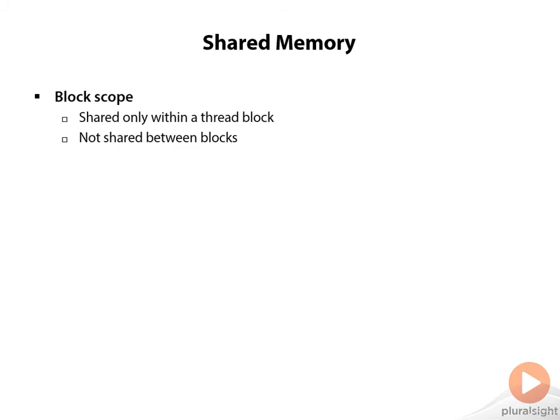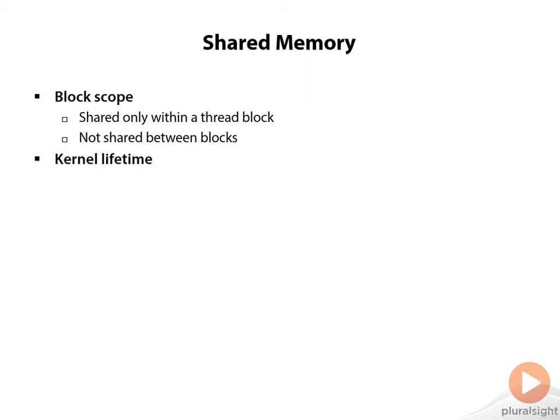And finally, we've reached the interesting part, the discussion of shared memory. So shared memory is different. It has block scope, which means that it's shared only within a particular thread block, and it's not shared between blocks, which certainly makes using shared memory a bit of a pain because you can't just access it from everywhere.